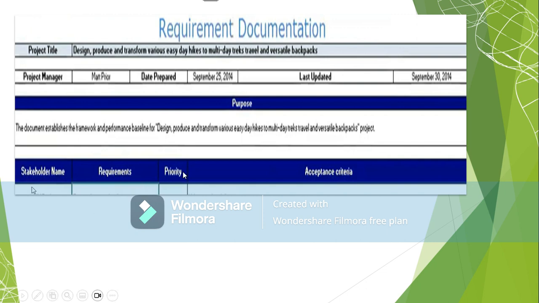Then stakeholder name: who is the stakeholder, what is the requirement he has come up with, and what do you think is the priority of this. As I've told you, in agile the priority is always defined by the team when they are sitting together for the discussion of the requirements, or we would say the product backlog, and they define what is the priority and the acceptance criteria.